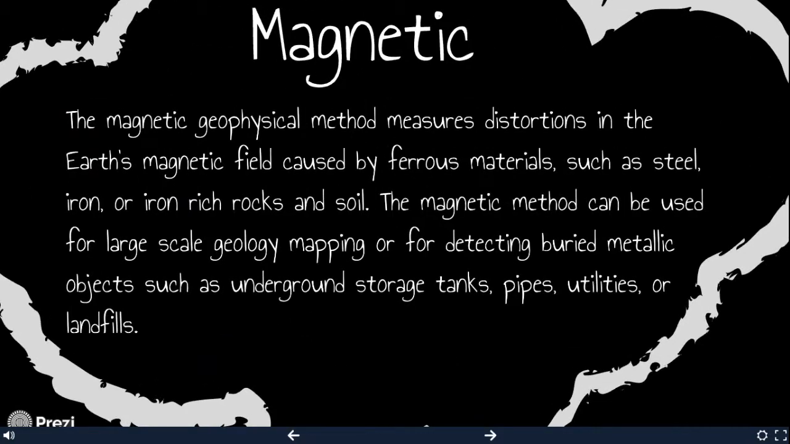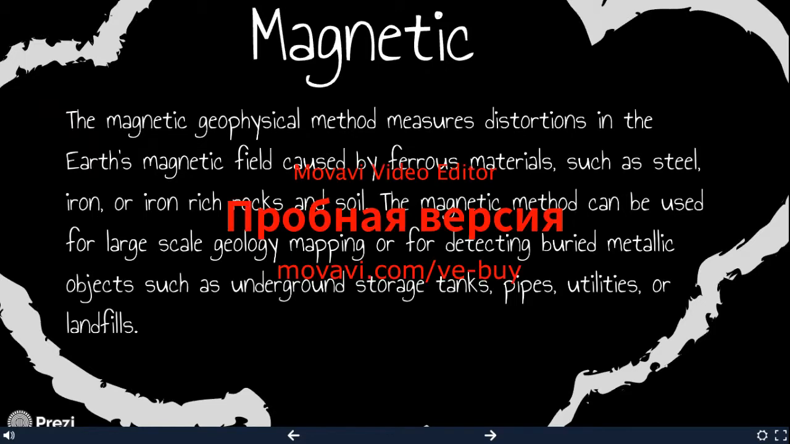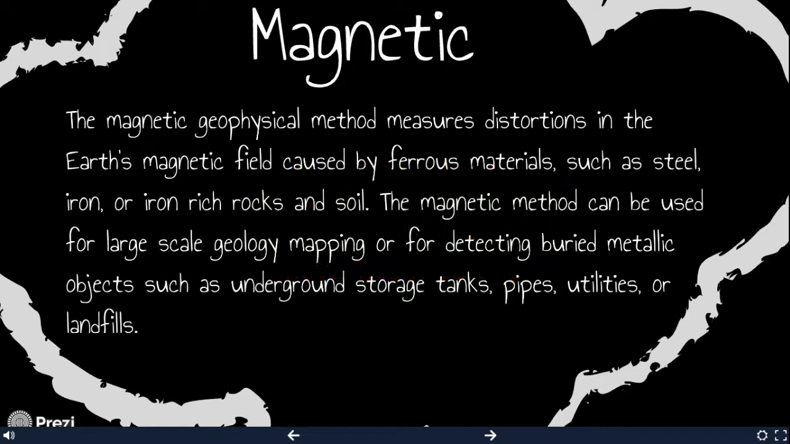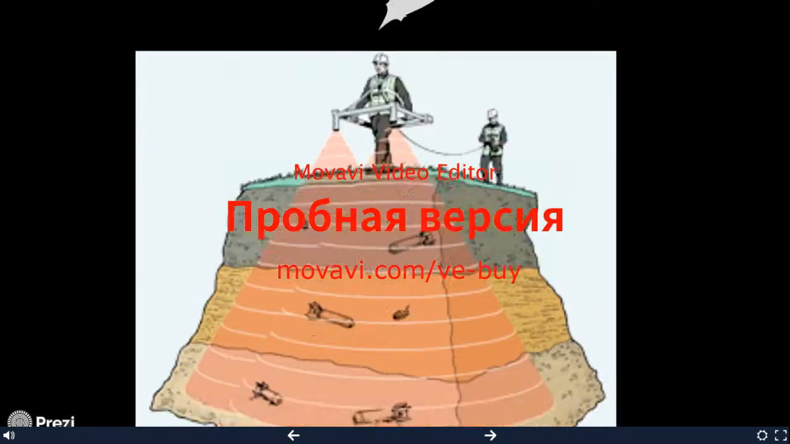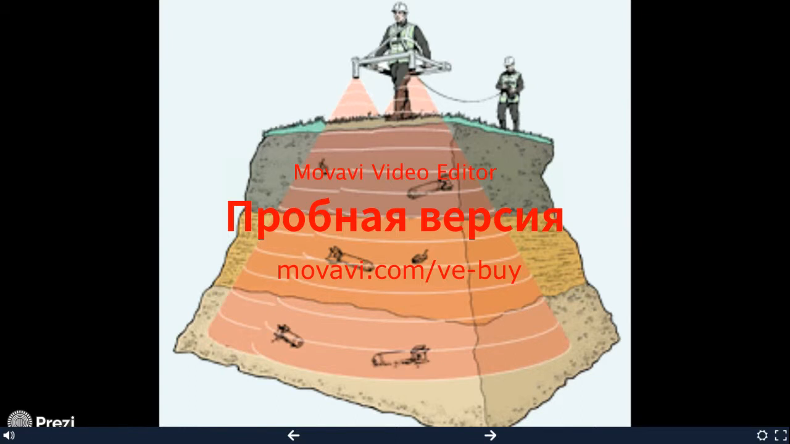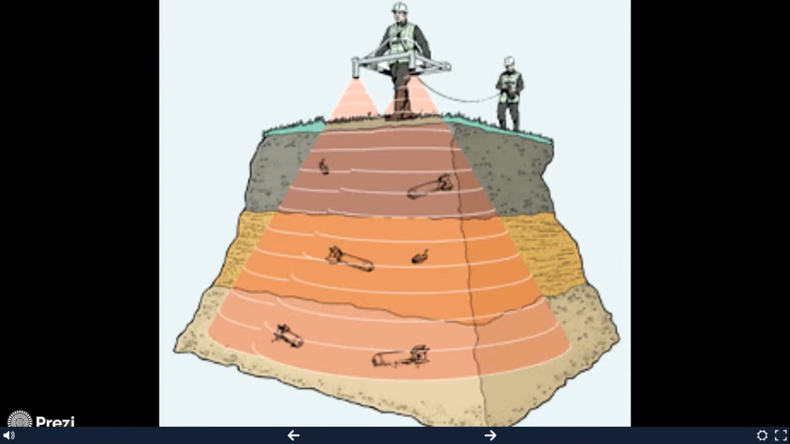The next method is the magnetic method. Magnetic geophysical method measures distortions in the Earth's magnetic field caused by ferrous materials such as steel, iron, or iron-rich rocks and soil. The magnetic methods can be used for large-scale geology mapping or for detecting buried metallic objects such as underground storage tanks, pipes, utilities, or landfills. In the illustration, geophysicists make a magnetic survey to find buried metallic objects. In our case, these are bombs or mines, etc.